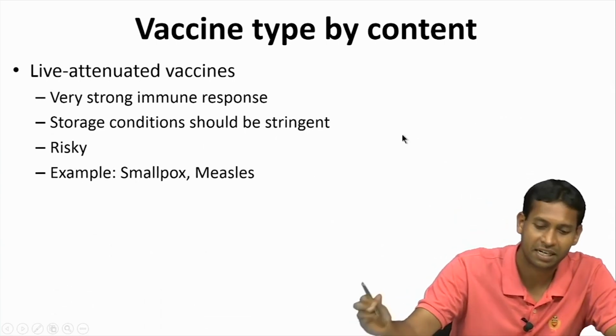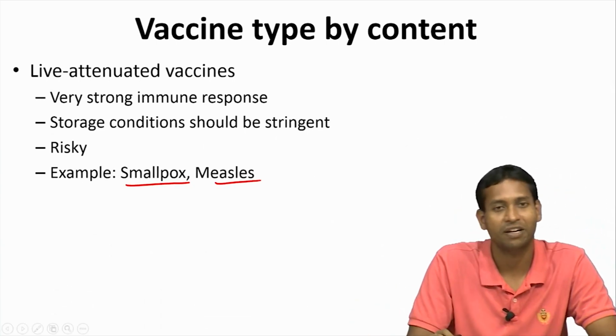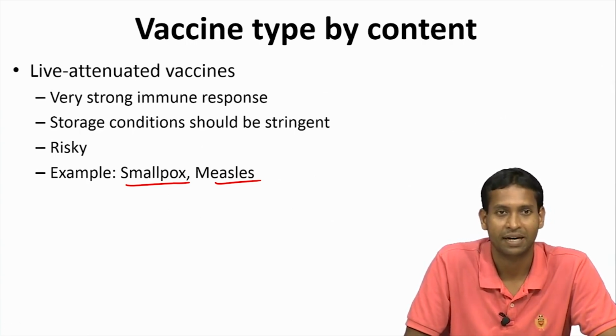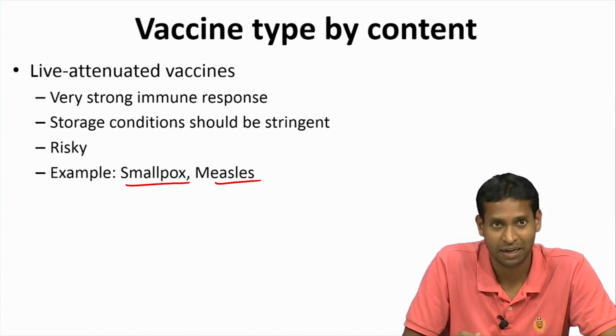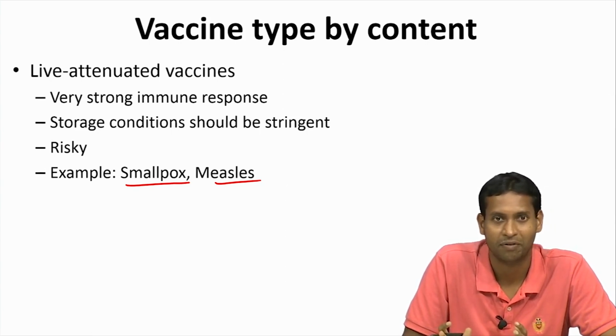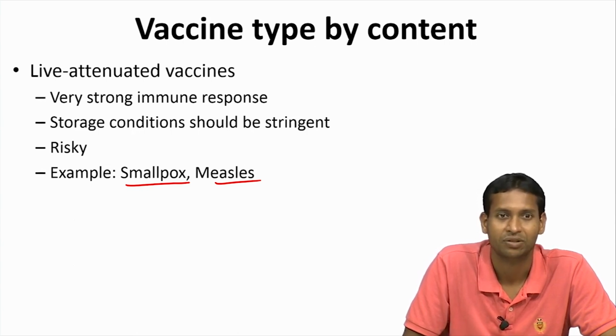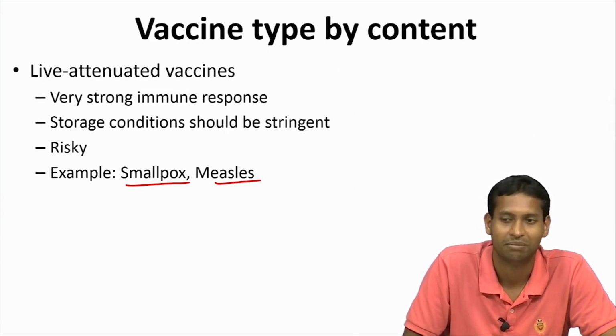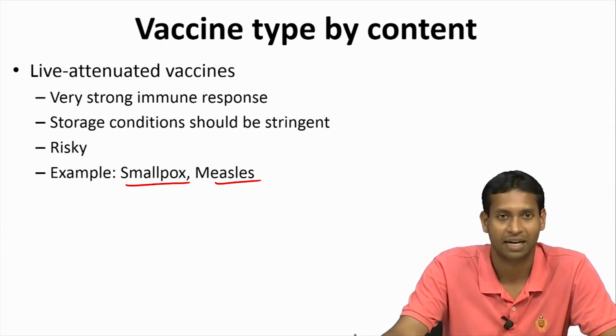Some of the examples here are smallpox and measles. Both of them are very successful. Smallpox, of course, we have eradicated already. It was a big menace in the early 19th century, where nearly 1/4 of the population was getting wiped out whenever these outbreaks were happening. So, live attenuated vaccines were used to treat smallpox, and they were fairly effective. In fact, they were so effective that it got eradicated by this time.